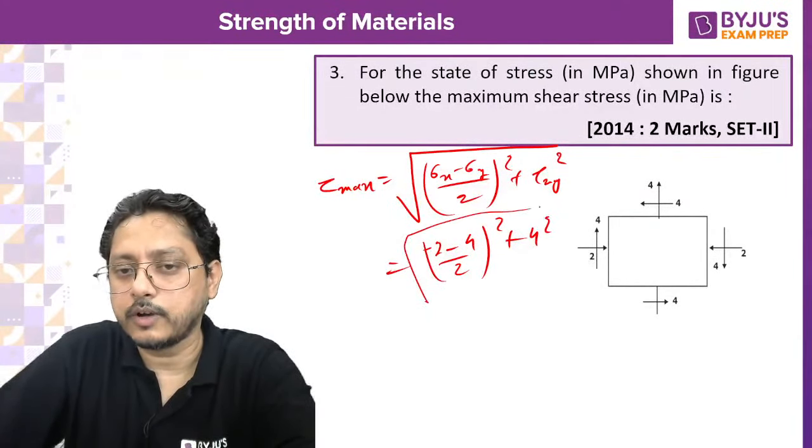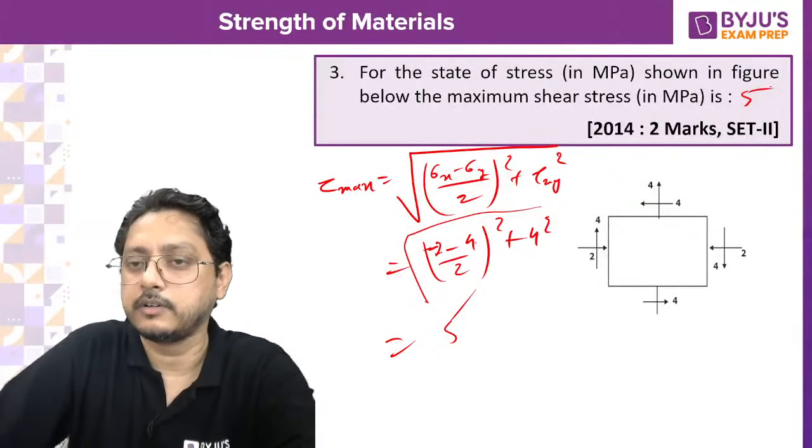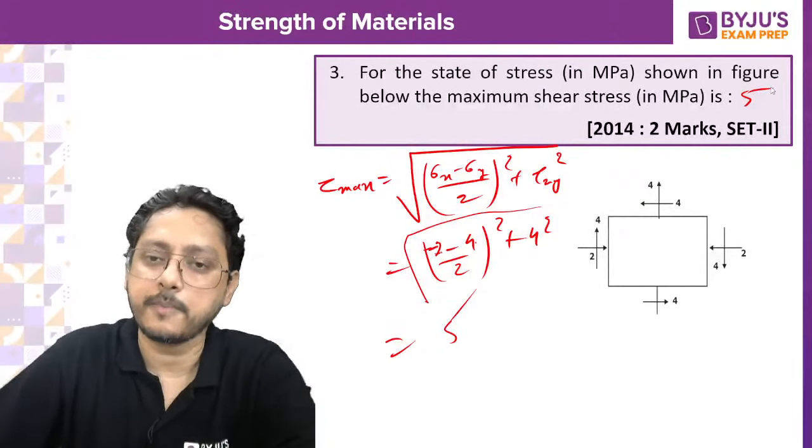So under the root, how much will you be getting here? Minus 2 minus 4 is minus 6, both are minus. Minus 6 divided by 2 is 3, 3 square plus 4 square, obviously 5. Maximum is 5, that's all. Maximum is 5 MPa.